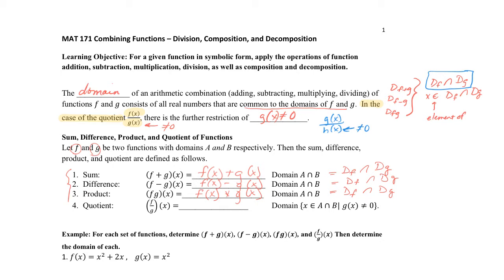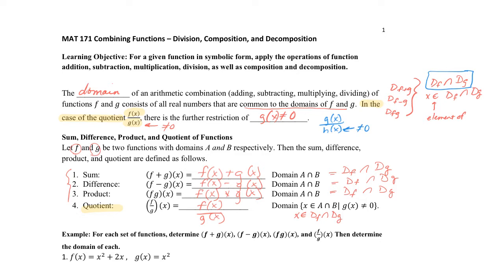And we know that the quotient is going to come with restrictions. So again, following the same logic here, we're going to have f of x divided by g of x. And then the domain is that x is an element of A's intersection with B, or we could write that as x is an element of the domain of f's intersection with the domain of g.